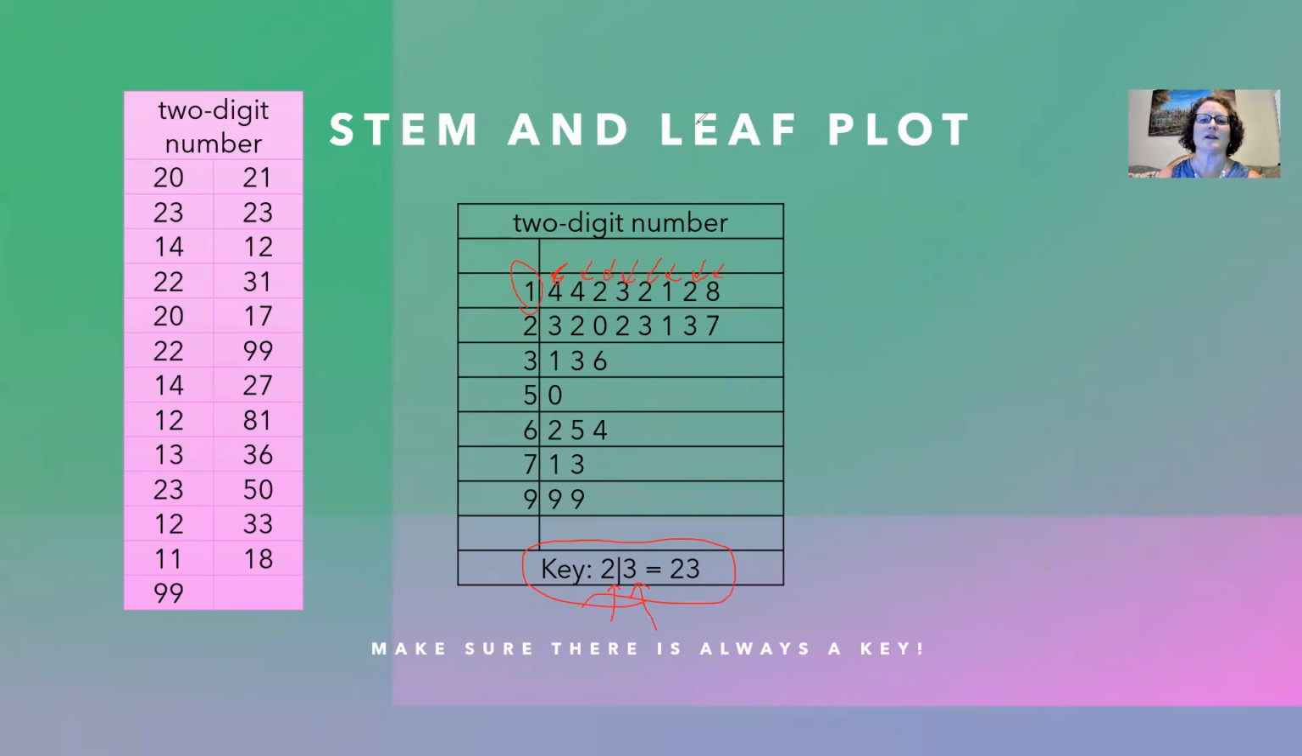Now we could keep reading it. I don't know that we need to read it all. So this is 23, 22. This is 23 here, and then 22 here, 20, 22, 23, 21, 23, 27.